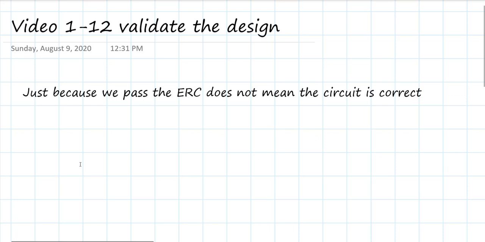At this point, we have finished the schematic, and we have three checks that we're going to do. The first is with our own Mark 1 eyeball that we've already completed. In this video, we're going to walk through how to validate the design by performing some electrical rule checks.